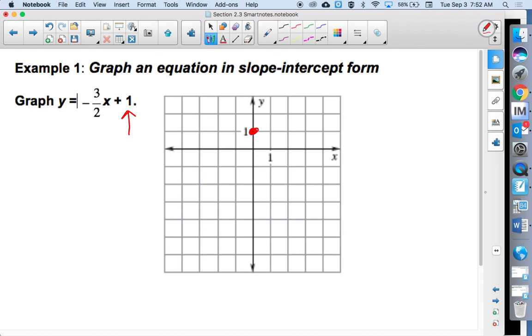And then you move with the slope. Our slope is negative 3 over 2. That negative needs to be assigned to one of those values, not both. I generally assign it to the top so that I'm going down 3, but then to the right 2. Only one of those is positive, the other one is negative. And then again, I can go a couple more: down 3 and to the right 2.